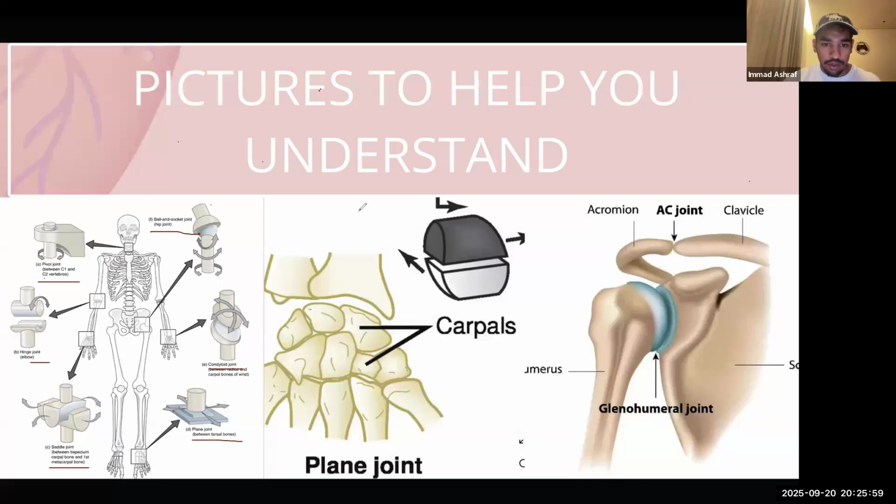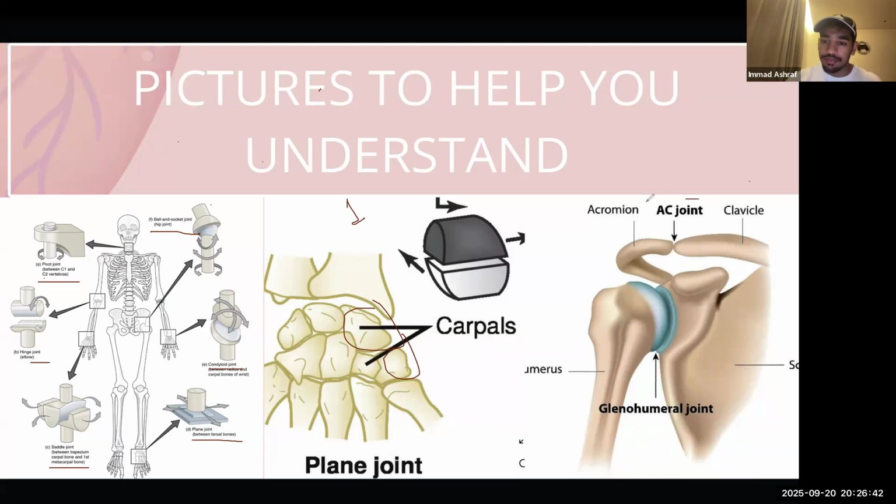Okay. So now, number one, what kind of joint is number one? A plane joint. Good job. And this is the carpal joint. These small bones rub against each other, but they don't really move that much. So this is an example of a plane joint. You have something similar in your foot, the tarsals. They look pretty much the same.